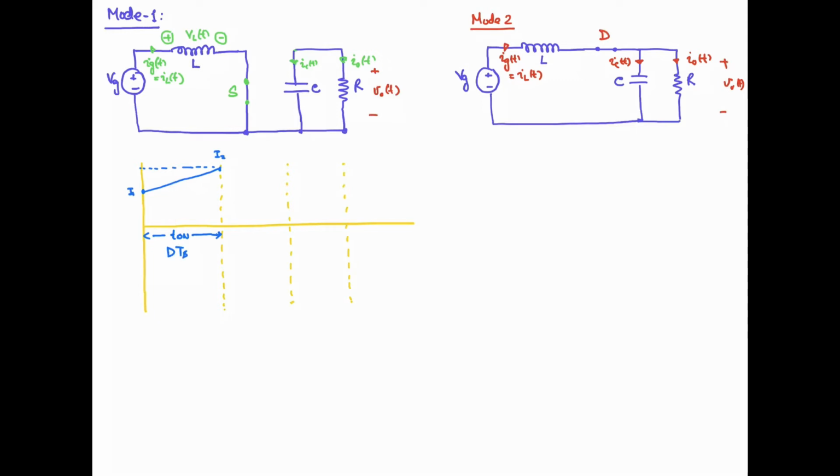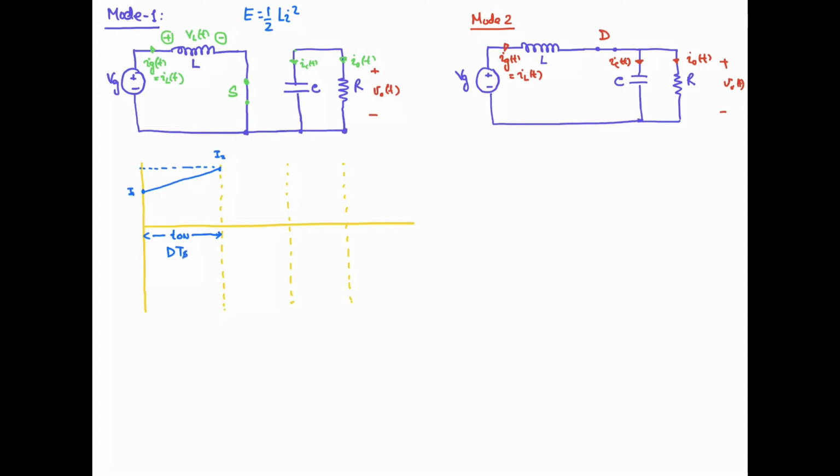Okay, so this t on is equal to dts, and in this interval the current will be passing through this inductor, and your inductor will be acting as the load, and it will store energy, and the stored energy will be given as half Li square. The energy will be pumped into the inductor, right?